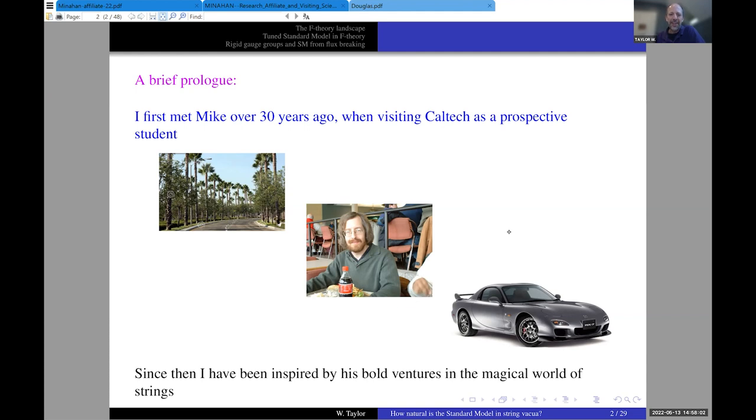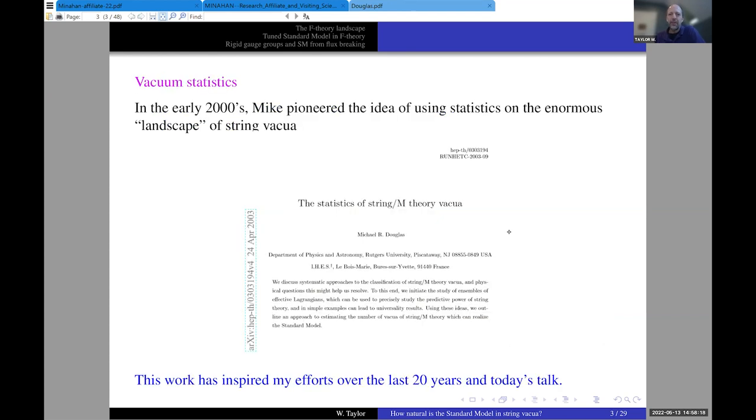Anyway, I remember fondly that visit and tooling around in your car, Mike, back then, decades ago. I think this picture is not quite from that era, but it's somewhere between here and there. Since then, Mike has pioneered a lot of interesting directions, and a lot of his work has inspired a lot of my own efforts over the years.